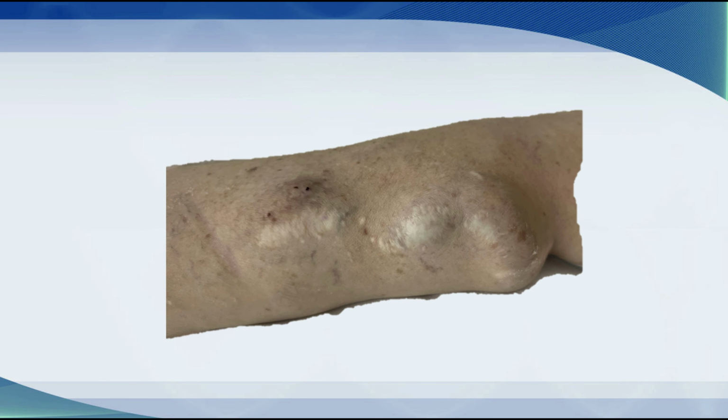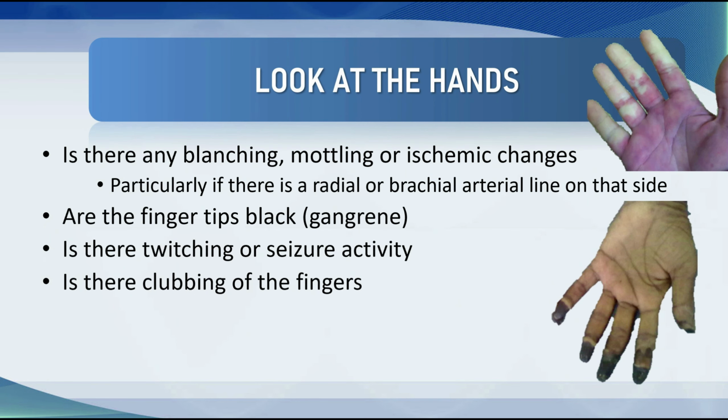This is an arteriovenous fistula, and that tells you that this patient has long-standing end-stage kidney disease requiring dialysis, although they may have had a transplant, in which case a mass may be palpable in the pelvis. Now look at the hands. Is there any blanching, mottling, or ischemic changes, particularly if there's a radial or brachial arterial line on that side? Are the fingertips black, suggesting gangrene? Is there twitching or seizure activity? Is there clubbing of the fingers?